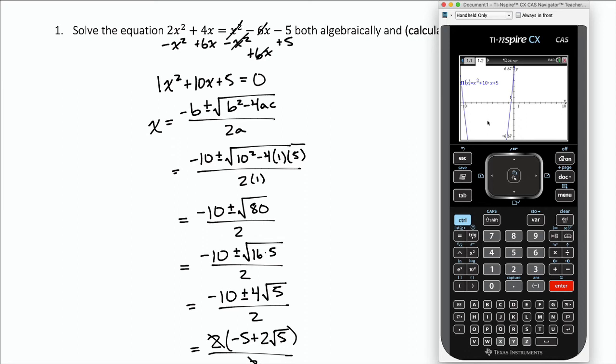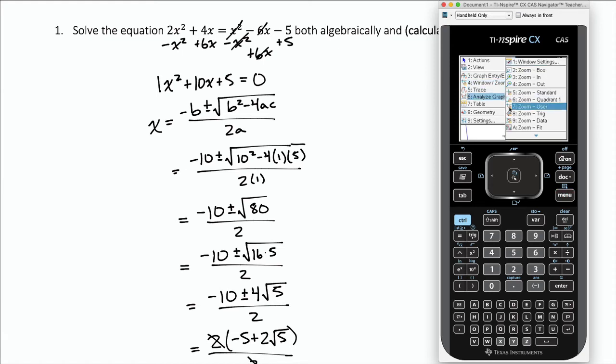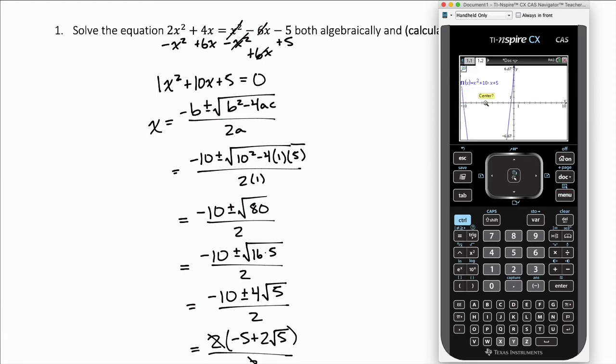I'd like to zoom out a little bit because it's not quite clear what's going on here. To zoom out, we'll go menu and then window/zoom, and we'll just zoom out. I'll click right there, in the middle, to zoom out from there. I just care about the zeros of this. The zeros, of course, are the places where it crosses the axis, and so we need to find those.